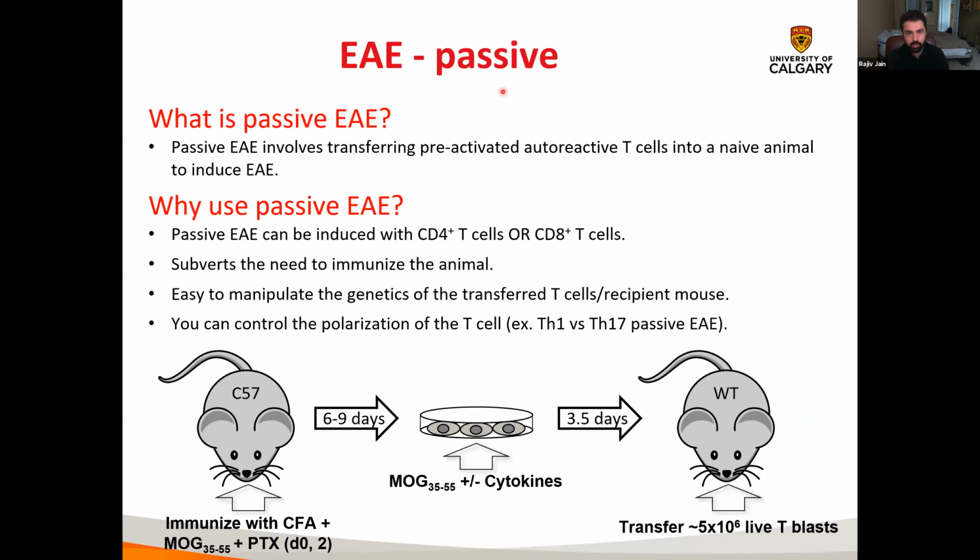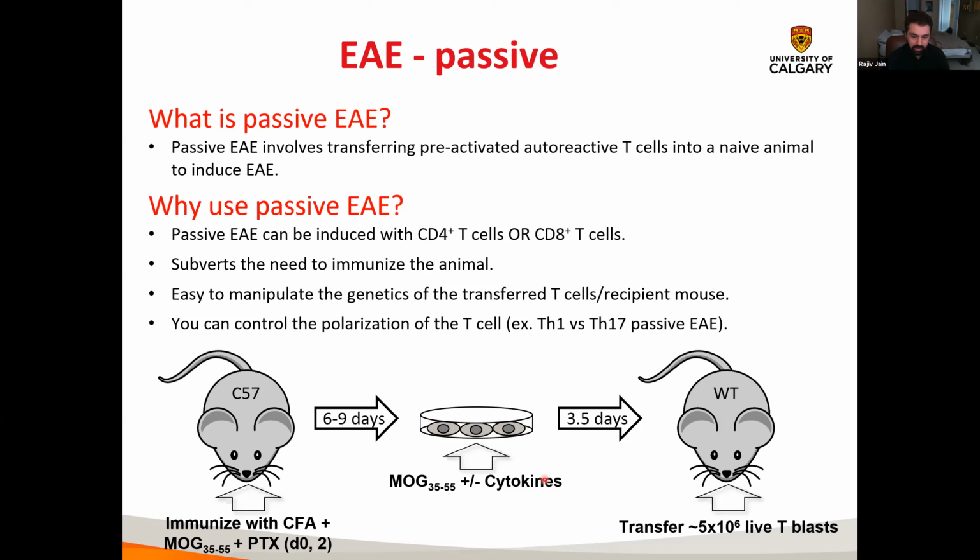The other form of EAE that I'm going to talk about is passive EAE. What passive EAE involves is transferring pre-activated autoreactive T cells into an otherwise naive animal to induce EAE. An example is shown at the bottom, where you would immunize a starter mouse with one of your myelin proteins, whichever is your favorite, and try to induce EAE in this mouse. But before disease onset occurs, you isolate the T cells from this mouse, plate them in a petri dish, and re-stimulate them with the same antigen you primed with.